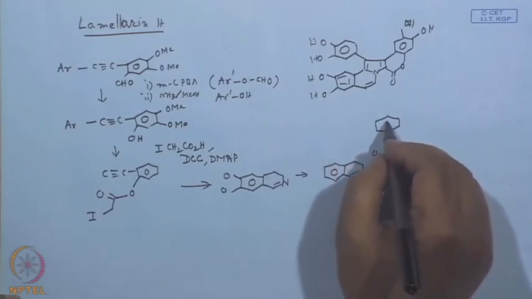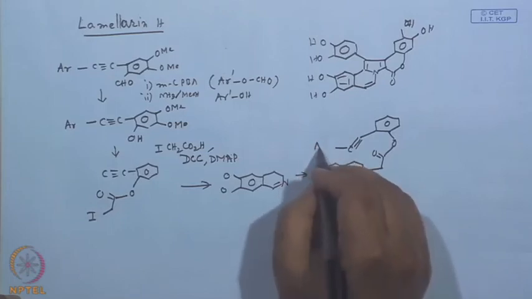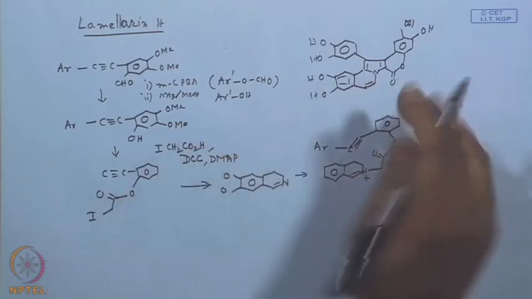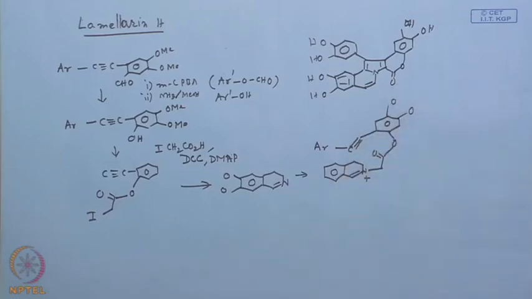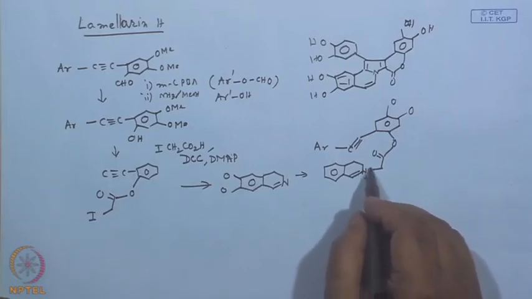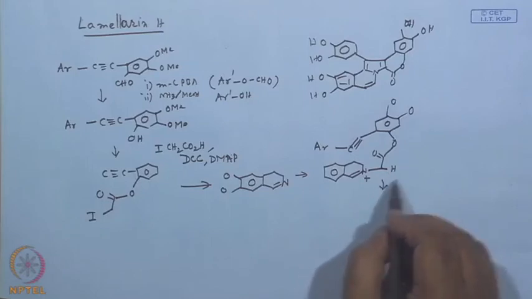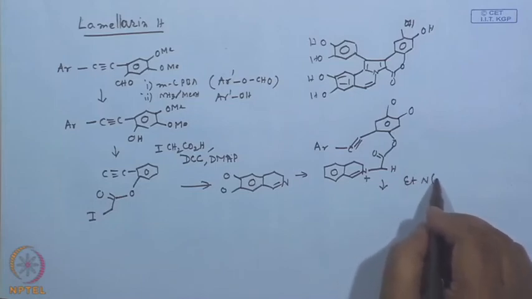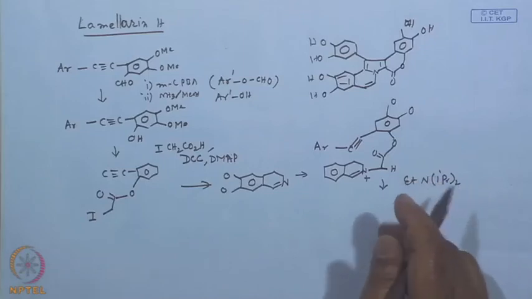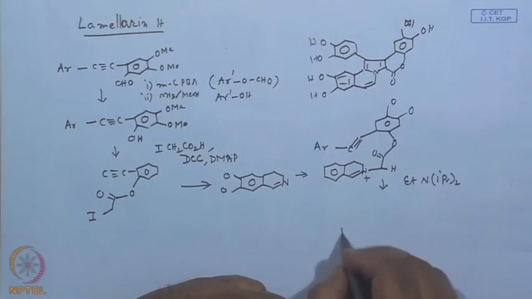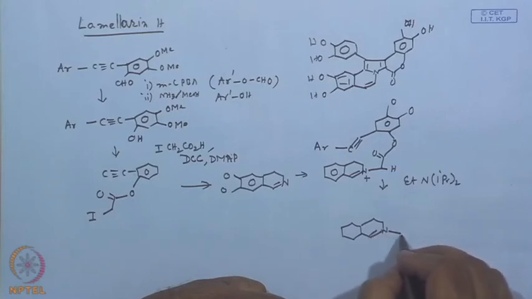Then you see the triple bond here and the aryl part here, and the rest as it is, with this oxygen here and there. So now this is an iminium salt, and we have a hydrogen here which should be abstractable in the presence of a base known as Hunig's base, diisopropylethylamine, basically a trialkyl amine base. This gets converted into the 1,3-dipole.